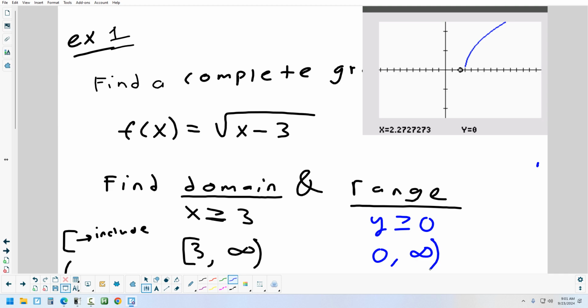And now the 0. Can we include 0, or do we not include 0? We can include it. Yeah, we can include it because it says equal to. If that equal to wasn't there, I would have put a parenthesis. Okay, so everyone understand that's two different ways of answering the question. You don't need both. It's one or the other.